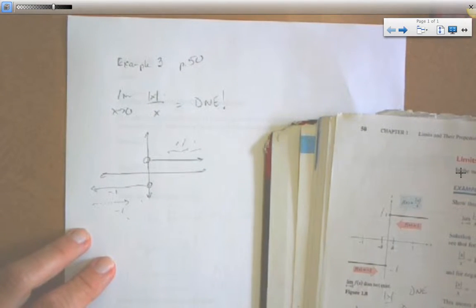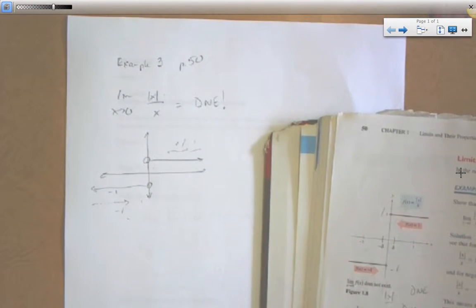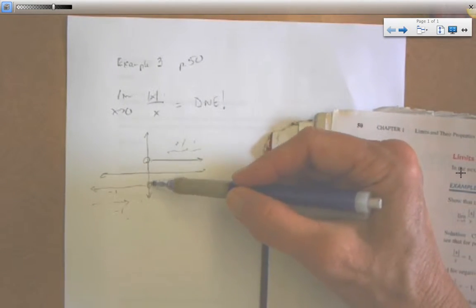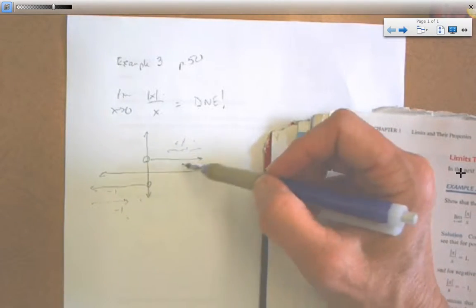So in order for the limit to exist, the left-hand and right-hand values have to approach the same number. Again, I'm not worried about what happens at 0. I'm worried about what happens coming from the left and from the right.